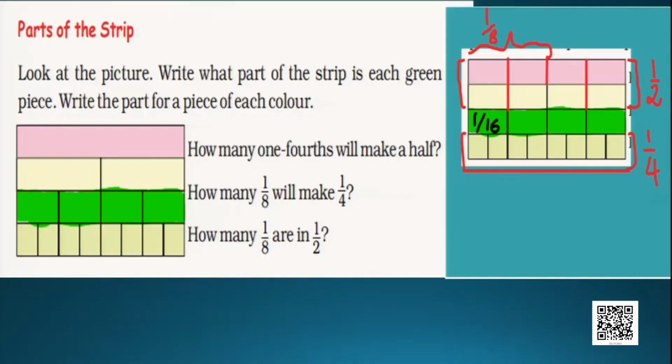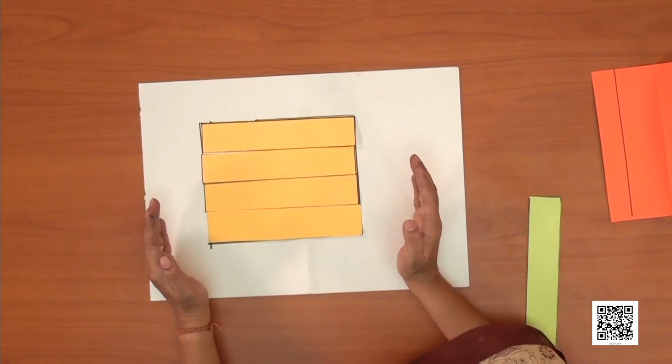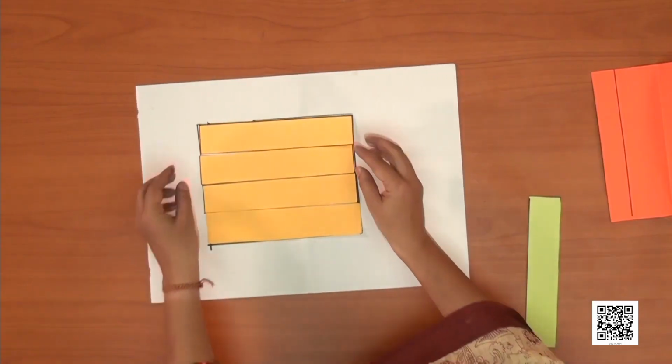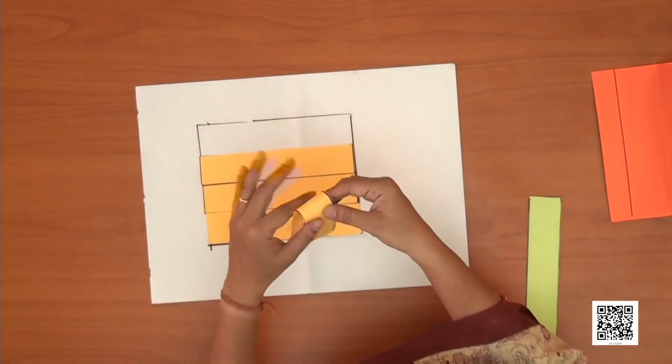Next question is, how many 1/8 will make 1/4? For that we have to divide this rectangle into 8 equal parts first. Then only we can find out. So let's now divide it into 8 equal parts.